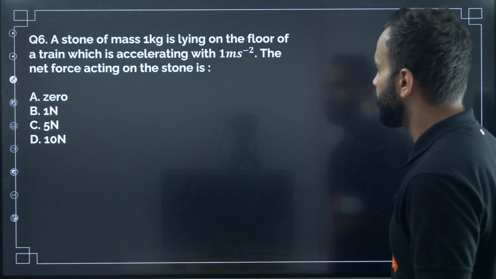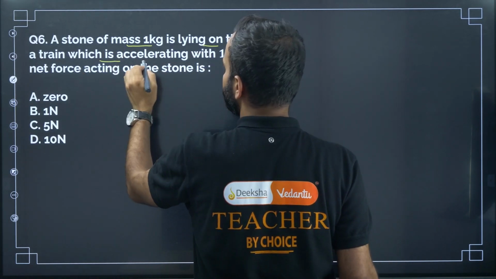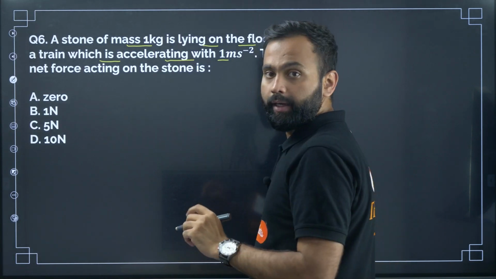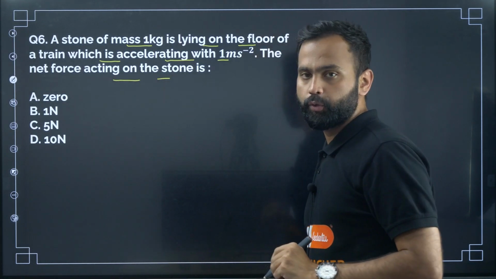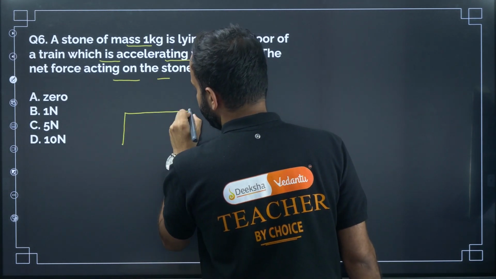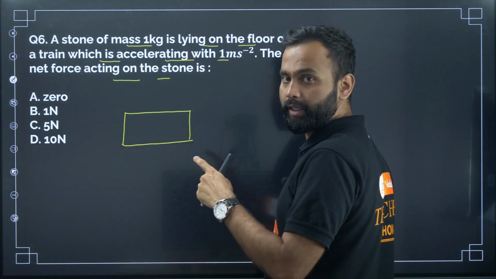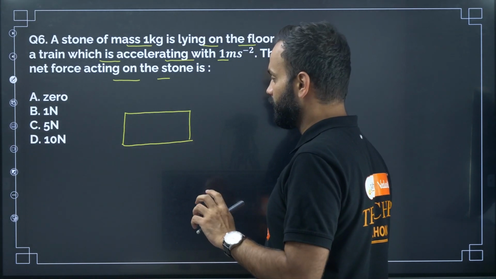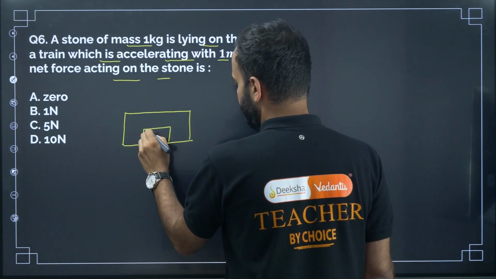Next question, question number 6. A stone of mass 1 kg is lying on the floor of a train which is accelerating with 1 meter per second square. The net force acting on the stone is, okay, we need to find the net force acting on the stone. This one is a dead easy question. Still I am solving this, because we can solve this question in two ways: one from the ground frame of reference, and the other taking pseudo force.